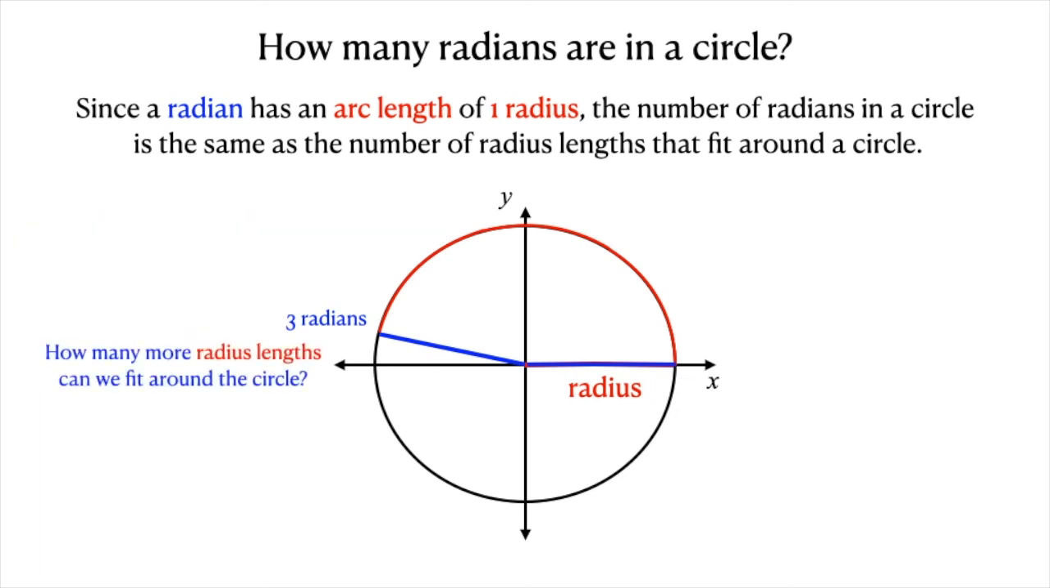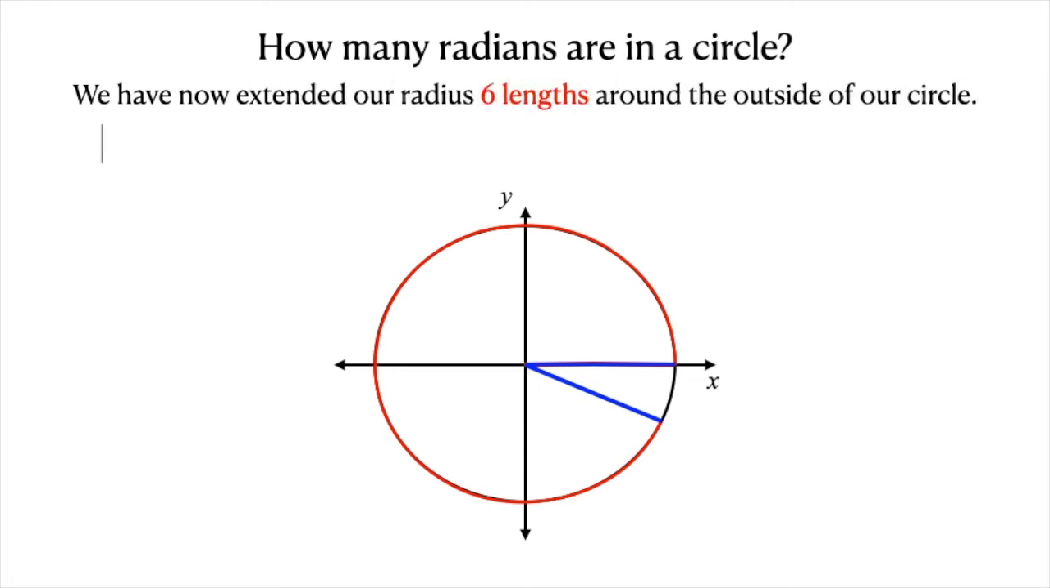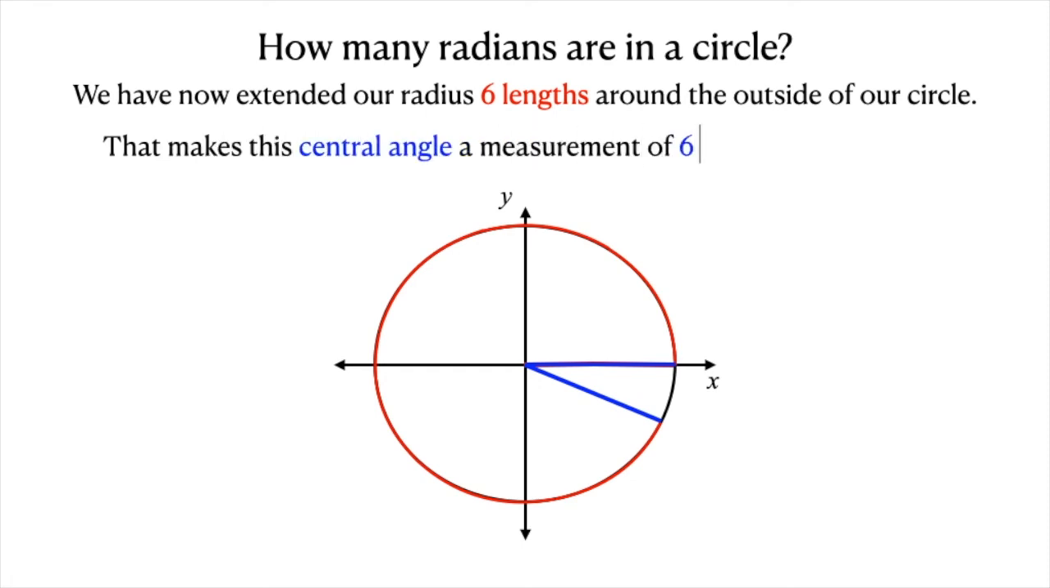How many more radius lengths do you think we can fit around the circle? Let's extend our arc another radius length, and that is now 4 radians. We can extend it by adding another arc that's the length of the radius. That's now 5 radians. We can extend one more, and you'll see we've now created an angle that is 6 radians. Now that we have extended our radius 6 lengths around the outside of our circle, that means that our central angle is now 6 radians to this point.